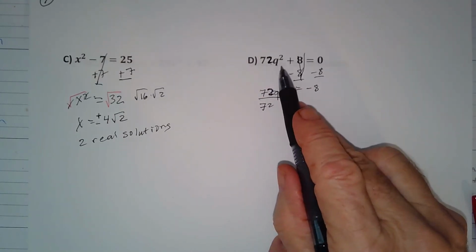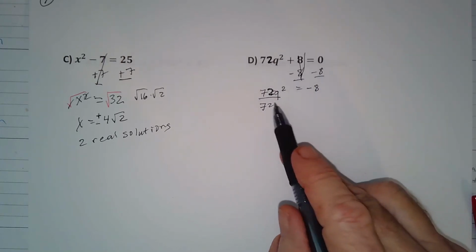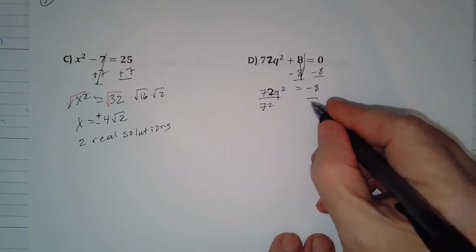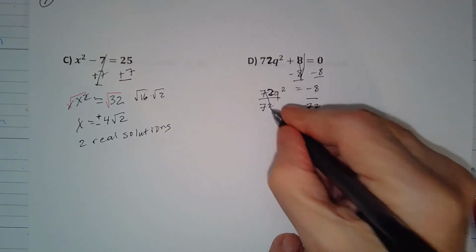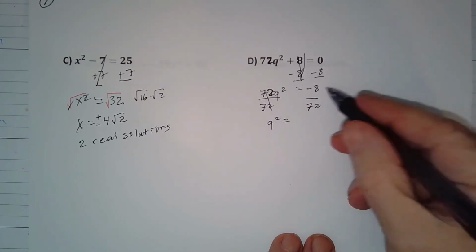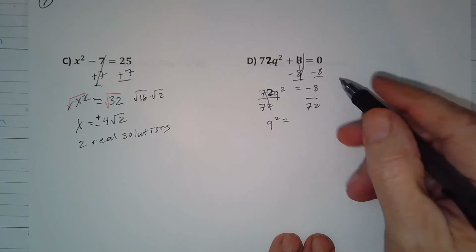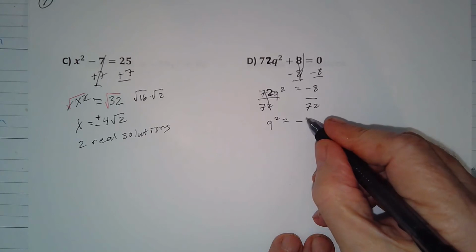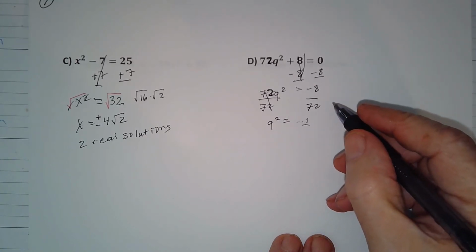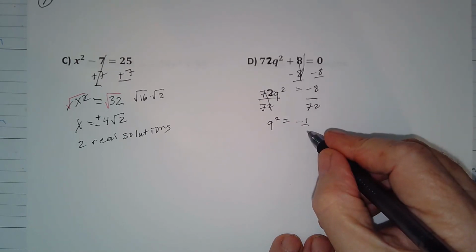It should say 72q squared plus 8 equals 0. Subtract 8, you get 72q squared equals negative 8. Now I divide by 72 on both sides, and q squared equals, well, 8 goes into 72 9 times, and 8 goes into itself once. So we have negative 1 over 9, right? Negative 1 over 9.